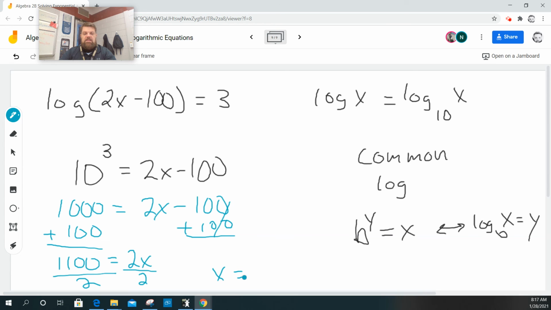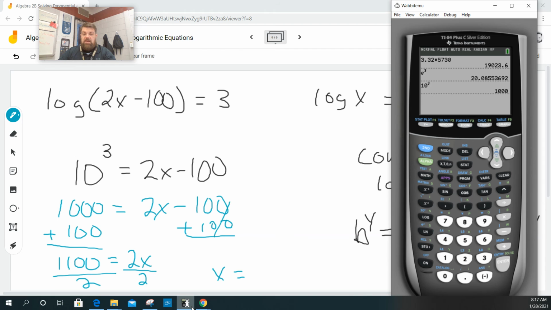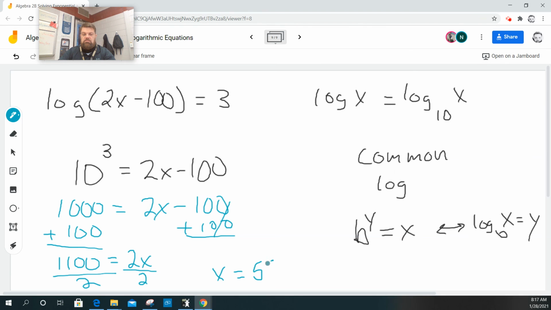Now, I think that's 550. But I'm just going to plug it in the calculator to double check. Sometimes I'm wrong. Divided by 2. Yep, 550. And that's it on that one.